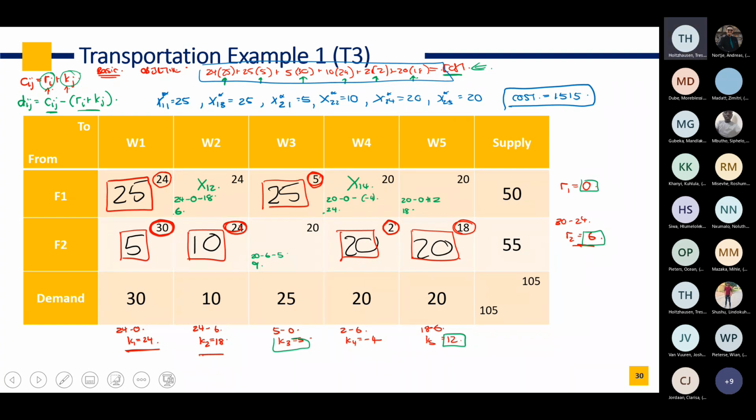So the cost, I took the 25 times the 24, plus the 25 times the 5, 5 times the 30, 10 times the 24, 20 times the 2, and 20 times the 18. So this is just the equation where it's coming from.